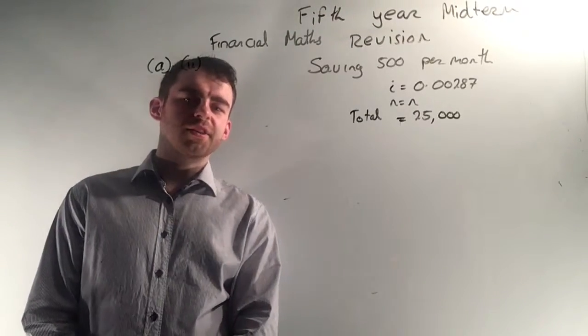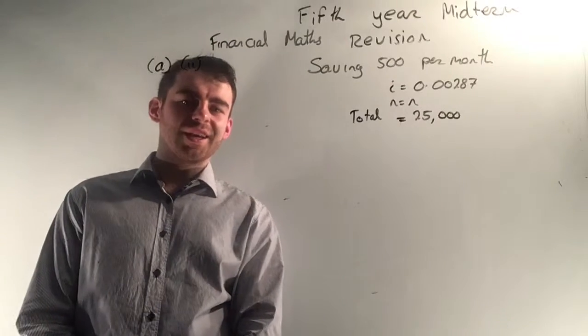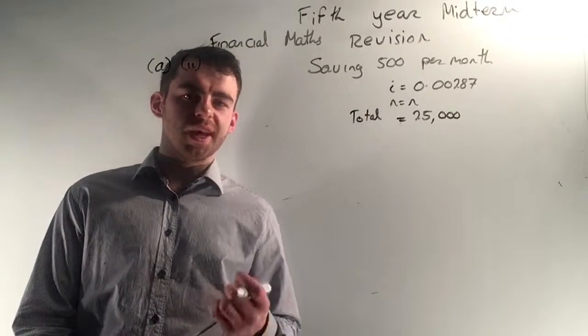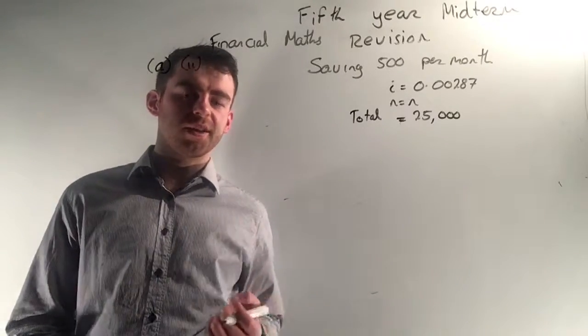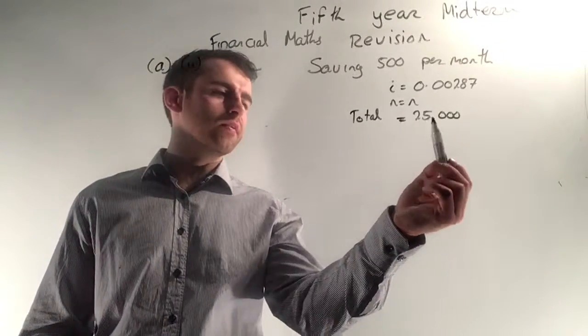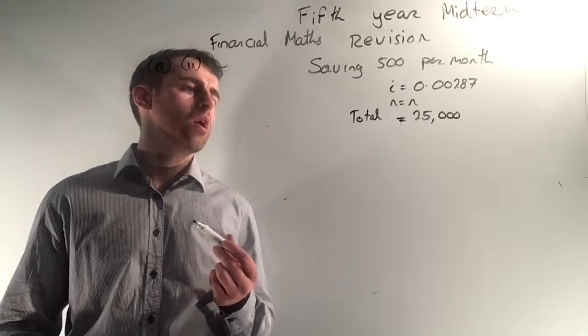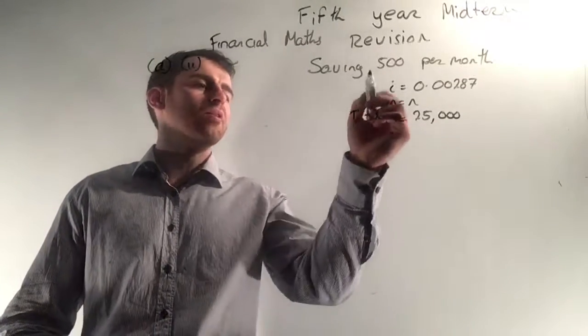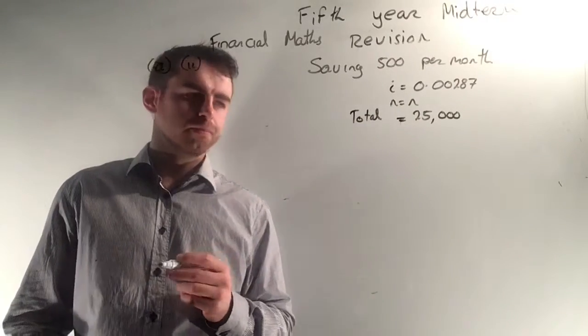Okay, so in part (a) 2 of this question, we're told that Dan and Kate are saving up for a deposit on their house. And the deposit on their house is 10% of the cost of the house. 10% of 250,000 is 25,000. We're told we've worked out the interest rate is 0.00287, and they're going to save €500 per month.